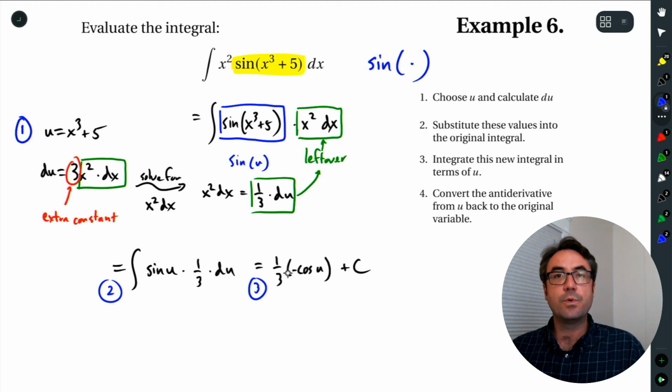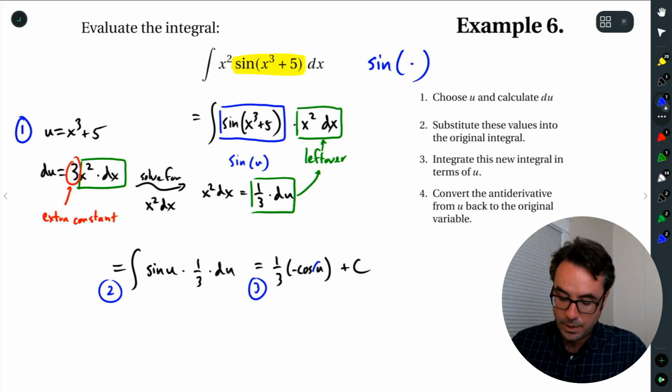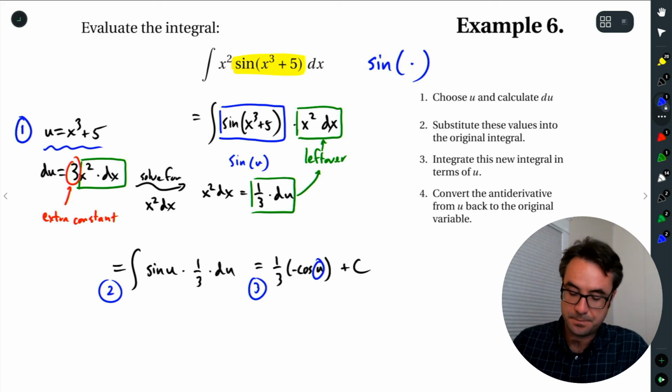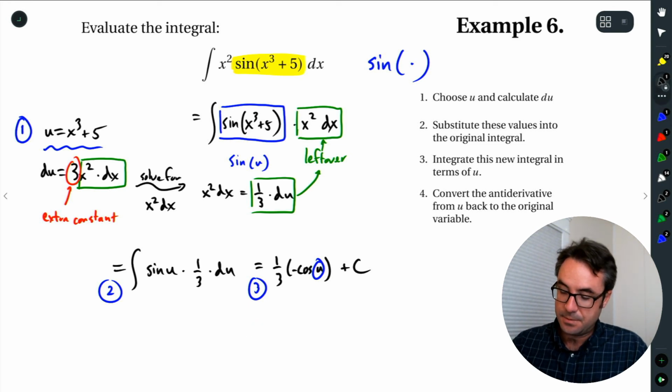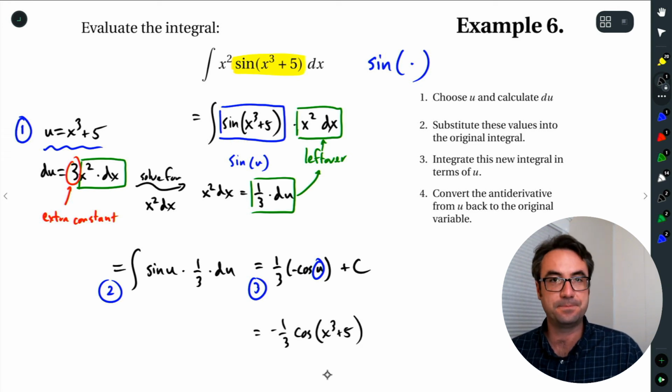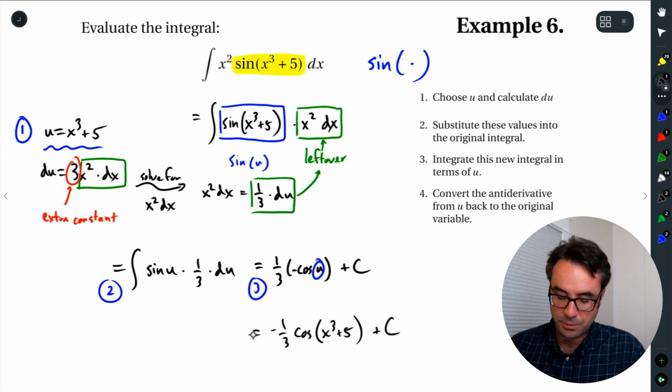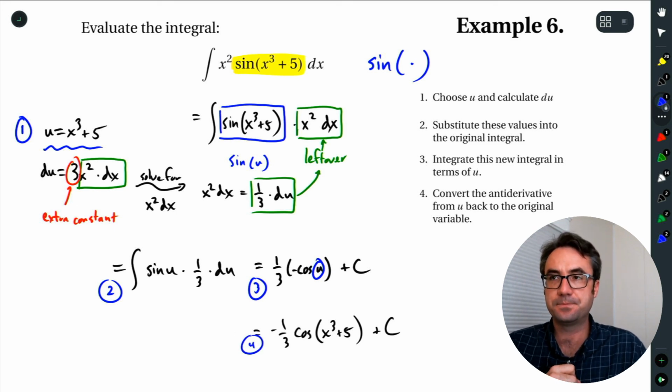And then finally, we need to convert back to x. So we're going to have to fill in x cubed plus 5 right where we see this u. When we do that, I'll consolidate the negative and the 1/3 and write that as negative 1/3. And then we'll have cosine, and then it'll be x cubed plus 5. And then, of course, our usual plus c. And that's step 4. Go back to the original variable.